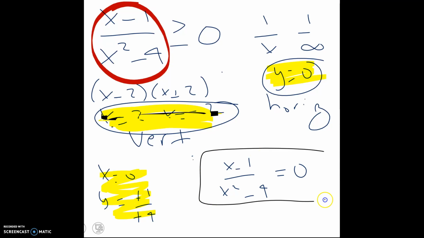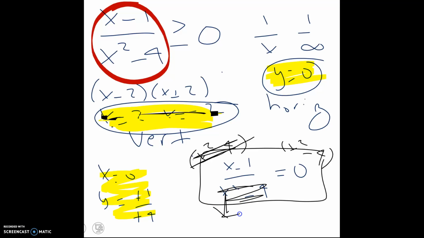So I set this equal to 0. Going to multiply both sides by the denominator to clear my fraction. So those cancel. And anything times 0 is 0. So x minus 1 equals 0. Add 1 to both sides, and I'm going to get x equals 1. So, let's see, x equals 1 when my output is 0. So that is going to be my intercept.